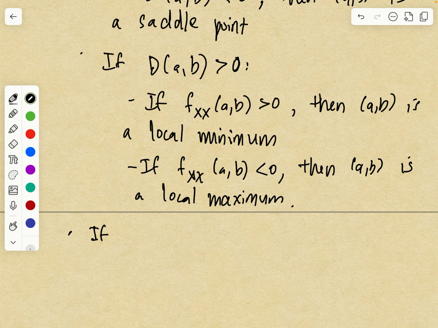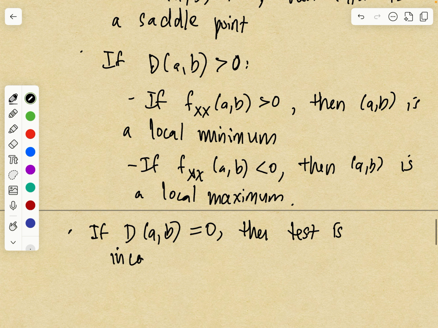And the last possibility is if the determinant is 0, if D(a, b) is 0, then the test is inconclusive. Meaning that you don't know what the critical point is. So that's the second derivative test. It's not obvious why this is true. So in a future video, I'll give some indication of why it's true. But let's just do an example.